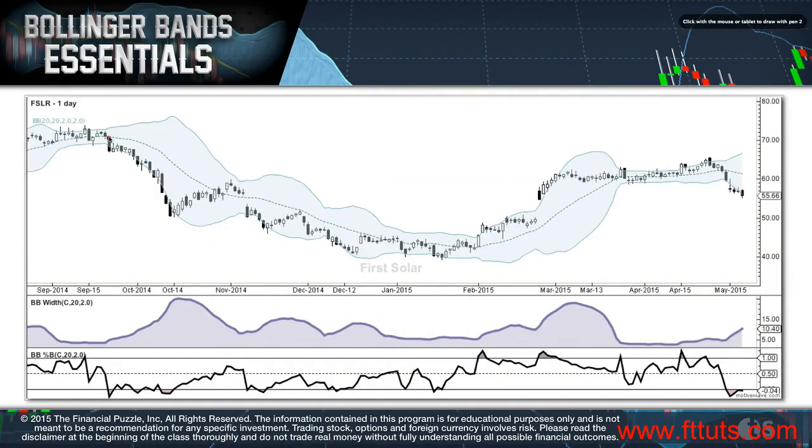So let's take a look over here at First Solar. Let's start by looking at the far left side of the chart. You see this squeeze, and look at your bandwidth indication. Look how low it is. It's actually right around 5 on the bandwidth scale here. And of course, that got into a really nice move.